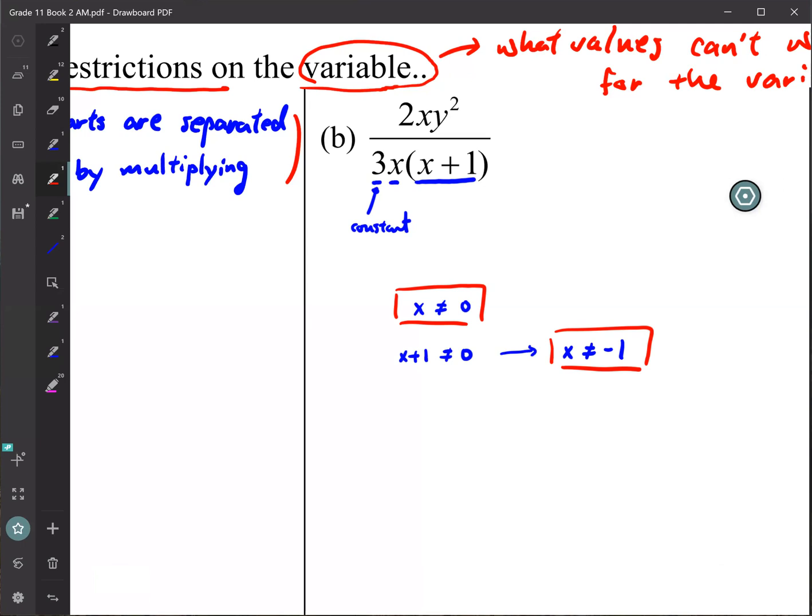So we have two restrictions here. Sometimes restriction cannot be 0, sometimes restriction cannot be in other number, right? It's not always 0.